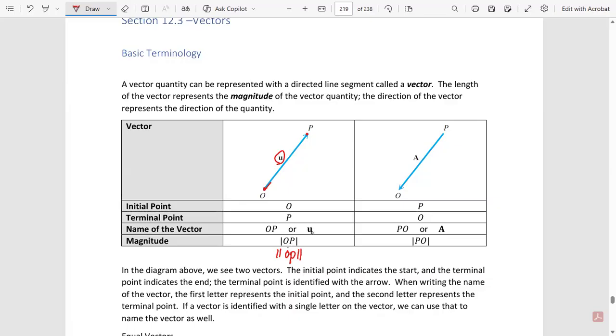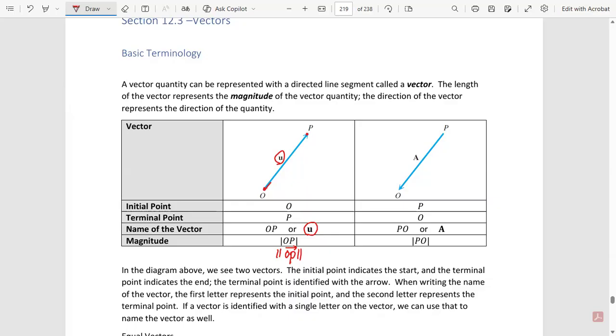In books, you may see the names of vectors in bold, but when we are writing by hand, we always put an arrow on top of the name of the vector, because it's not easy to make it bold every time we want to write the name of a vector. So we just write the name with an arrow on top.